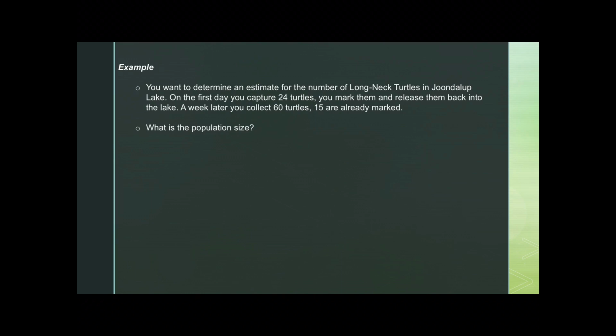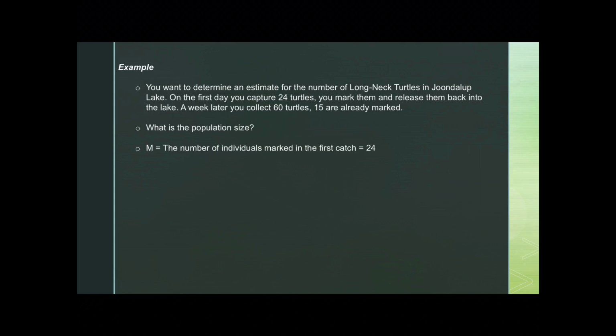So here's our example. You're going to estimate the number of long-necked turtles in Joondalup Lake. On the first day, you go out and you capture 24 turtles. You mark them and you release them back into the lake. A week later, you go out and you collect 60 turtles, 15 of which are already marked. So the question is, what is the population size? Stop the video now and take a moment to have a go at this. Alternatively, carry on and look through the answer.